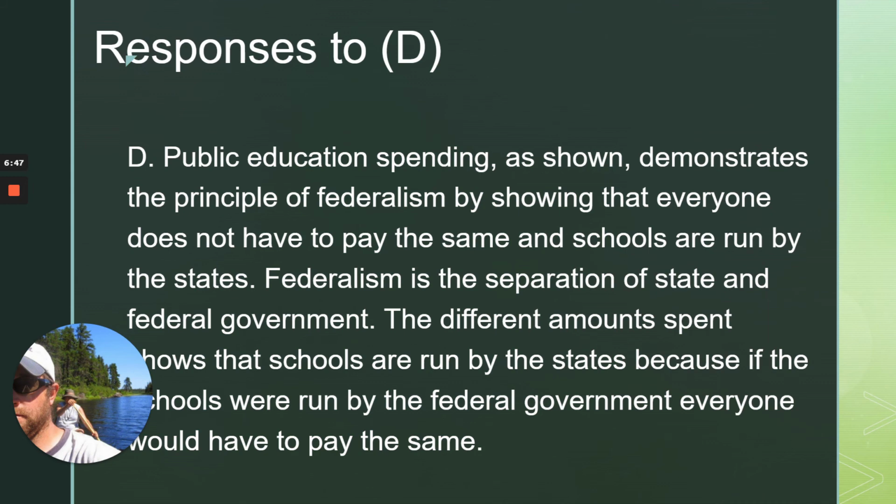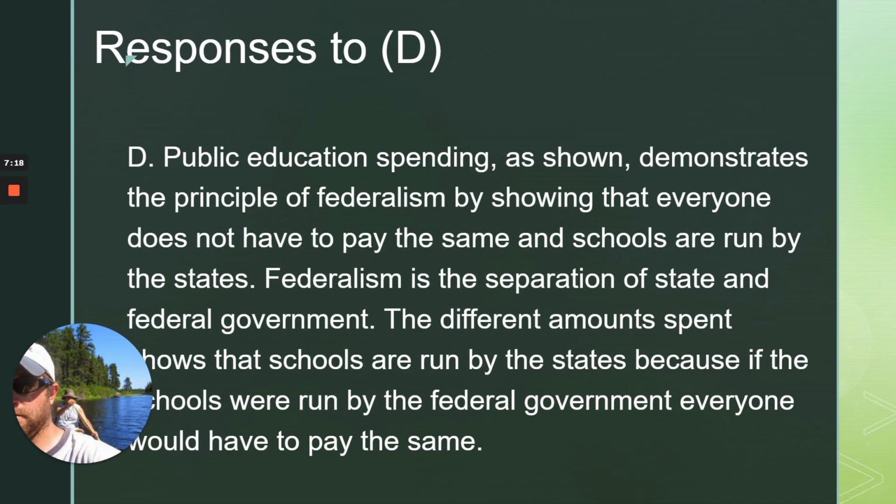This student response doesn't get to it right away, but they do define federalism. Public education spending, as shown, demonstrates the principle of federalism by showing that everyone does not have to pay the same and schools are run by the states. Federalism is the separation of state and federal government. I would prefer the definition that it's a division of power between state and national governments. The different amounts spent shows that schools are run by the states, because if schools were run by the national government, everyone would have to pay the same.